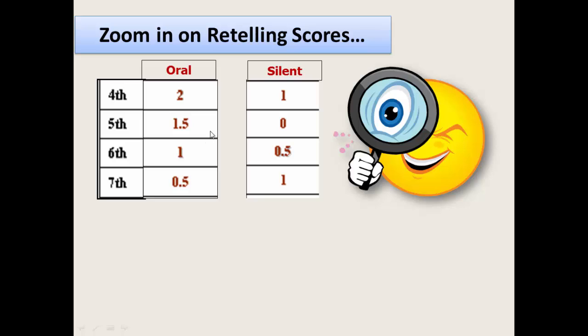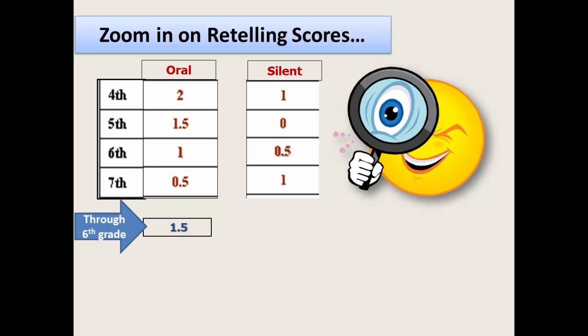Contrast those with silent. This is higher than this. 1.5 higher than 0. 1 higher than 0.5. But watch what happened at 7th: 0.5 following oral, but 1 that matched his highest during silent. So again, there's some indication this student responds to interest.